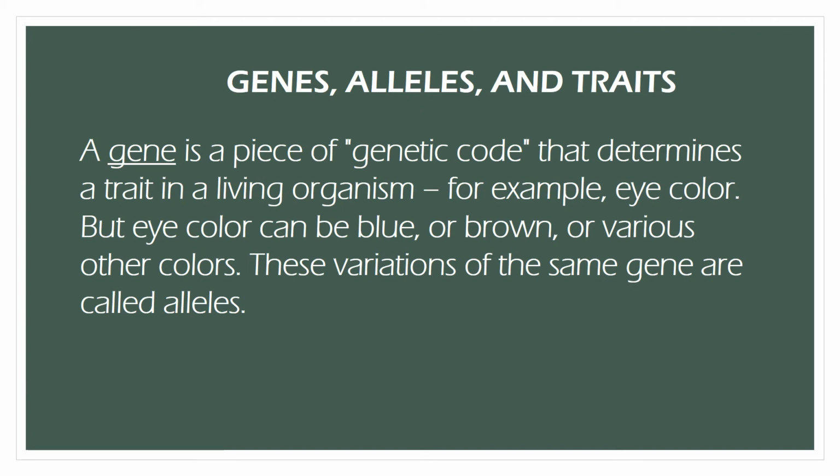Now let's discuss more about genes, alleles, and traits. A gene is a piece of genetic code that determines a trait in a living organism. For example, eye color. But eye color can be blue or brown or various other colors. These variations of the same gene are called alleles.